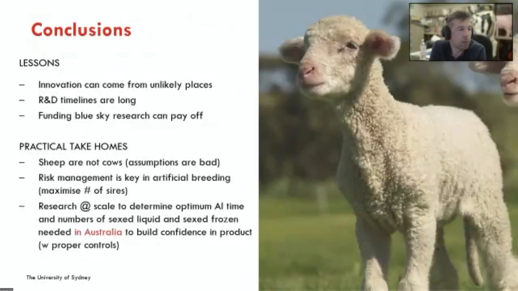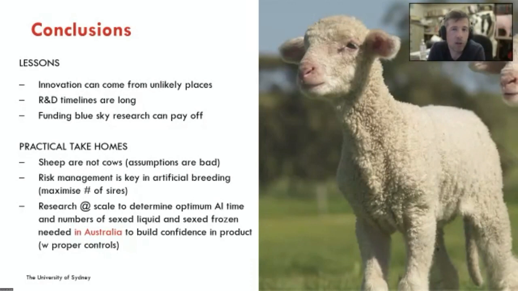So to wrap up, what are the lessons from this sexed semen developmental pathway? I'd say innovation can come from unlikely places, and R&D timelines are quite long. From the first development of that flow cytometer in the early 80s to sexed ram semen being released in Australia in 2020, it's a pretty long period. It's about as long as I've been alive.